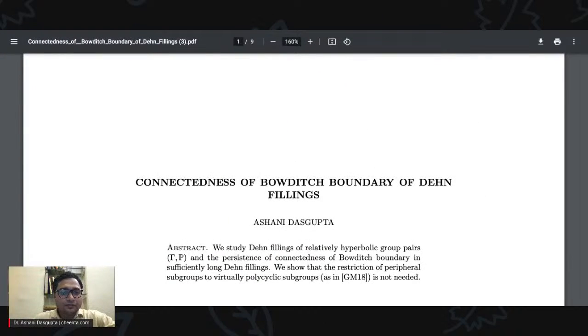This particular paper, as you can see, the title is Connectedness of Bowditch Boundary of Dehn Fillings. It is an extension of the work of Groves and Manning, Daniel Groves and Jason Manning. I will share the links of their papers in the description as well. And it also uses some results from a previous paper of myself with Christopher Ruska. And it also uses some tools related to JSJ decompositions by Guirardel and Levitt.